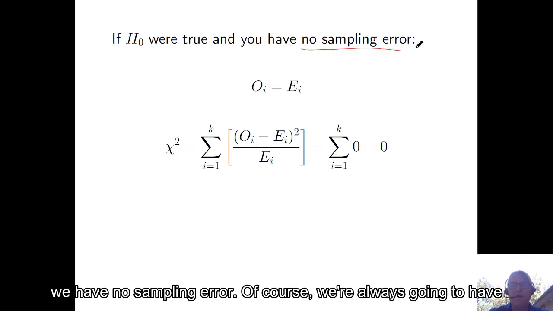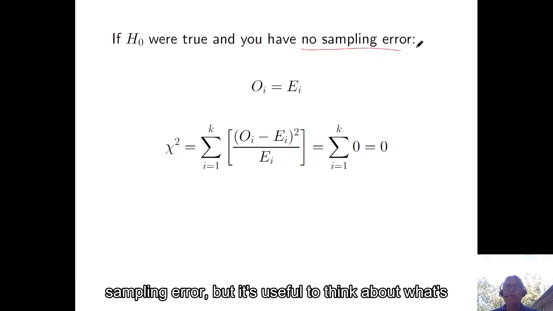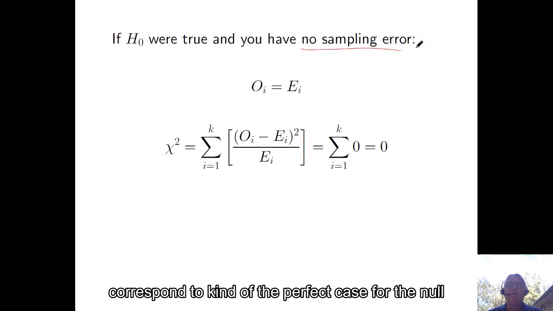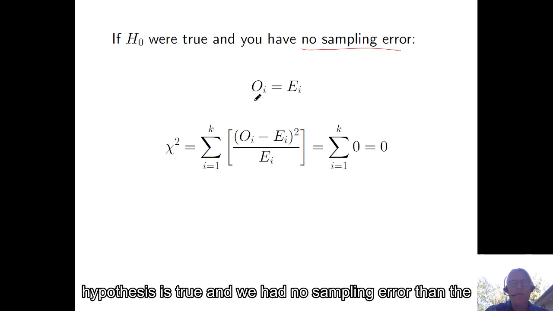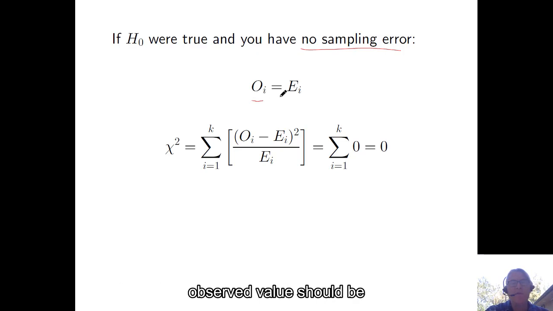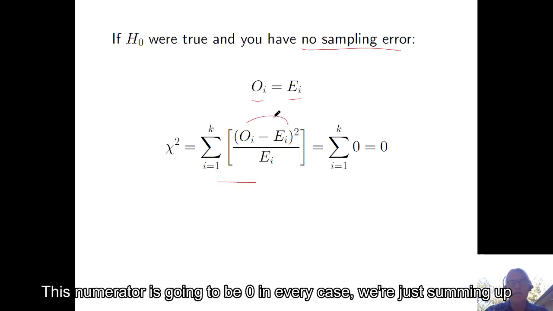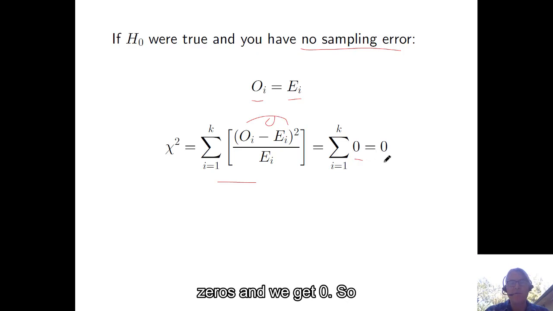Okay? So if we think about this, what if the null were true and we have no sampling error? Of course, we're always going to have sampling error, but it's useful to think about what values of the test statistic correspond to the perfect case for the null hypothesis. If the null hypothesis is true and we had no sampling error, then the observed values should be equal to the expected values. And when we do the summation, this numerator is going to be 0 in every case. So we're just summing up zeros and we get 0.